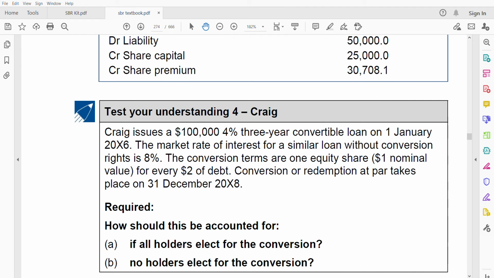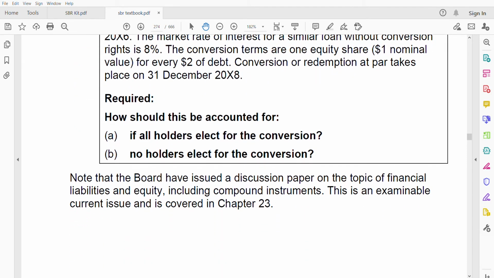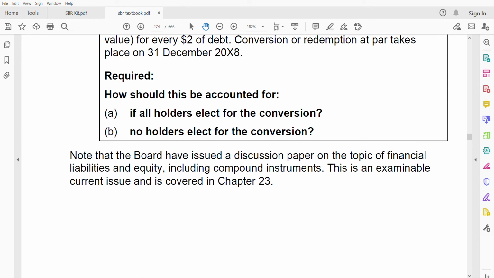Test understanding 4 will be done now. Okay, before that, note that the board has issued a discussion paper on the topic of financial liabilities and equity, including compound instruments. This is examinable. Current issue is covered in chapter 23. We are definitely going to go through this. There's a discussion paper relating to compound instruments also, and it will come in your exam, so we have to go through it.